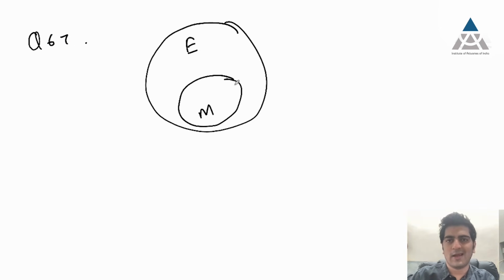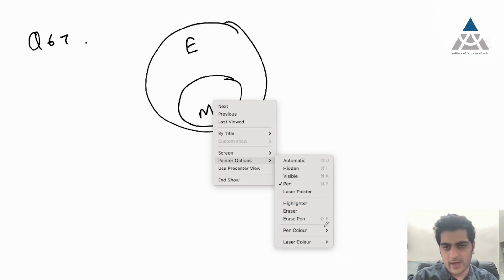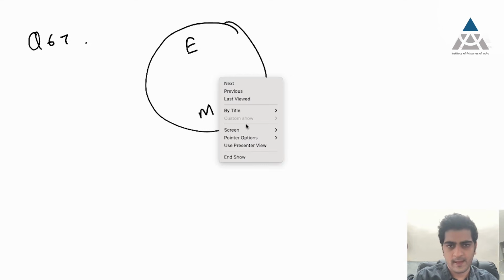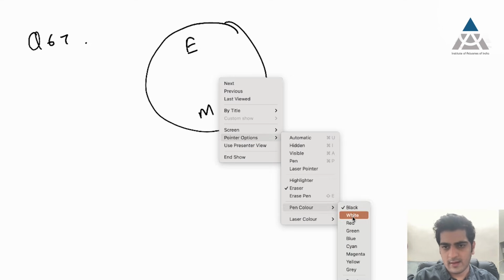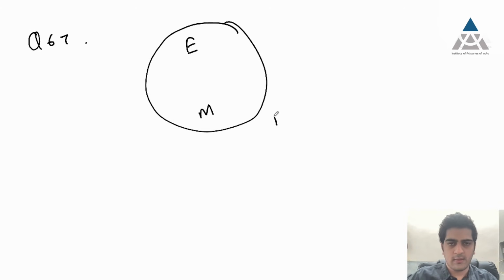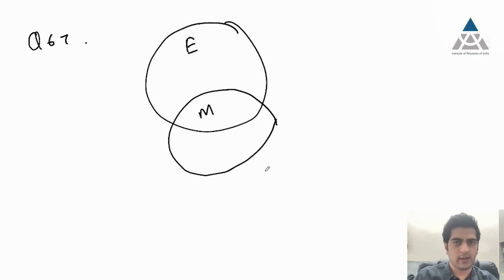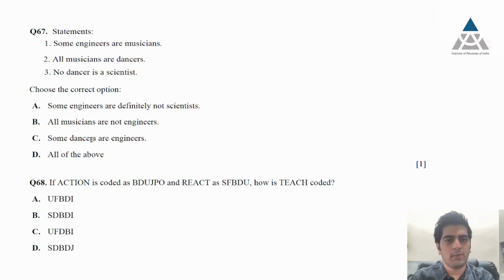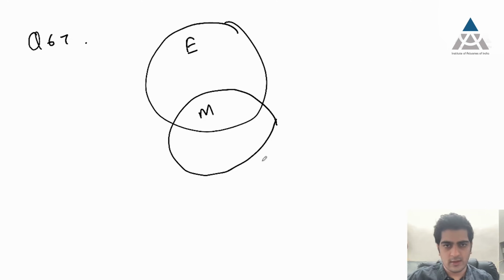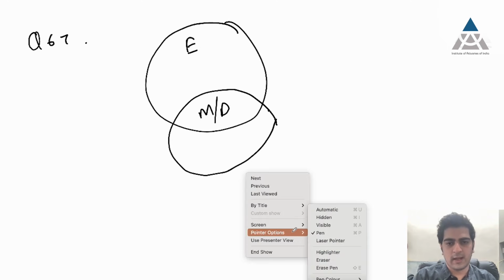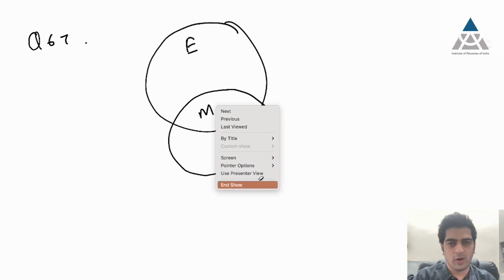Some engineers are musicians. It does not mean that musicians are only engineers, right? So I'll just correct this particular diagram here. I will say that this means some engineers are musicians. Now musicians could be anything. They could be engineers, they could be non-engineers. All musicians are dancers. So all these musicians, the same line applies for dancers as well. So M/D, because all musicians are dancers. But again, the vice versa is not true. That is, dancers could be musicians or non-musicians.